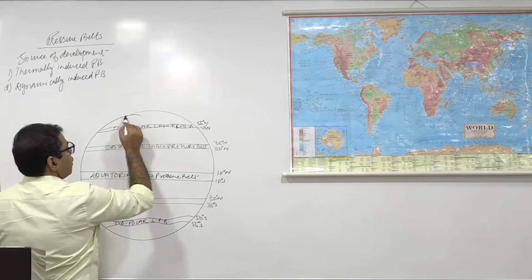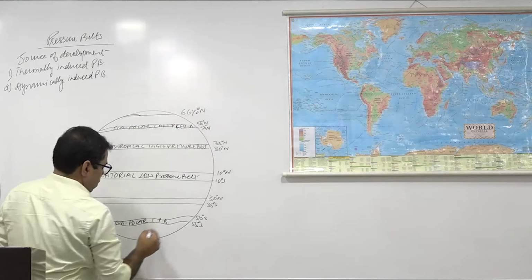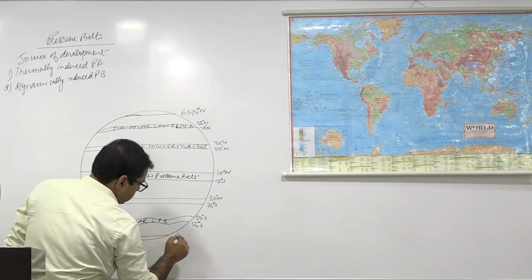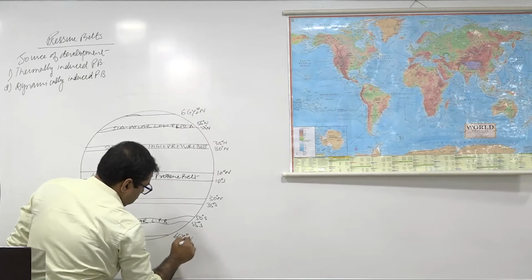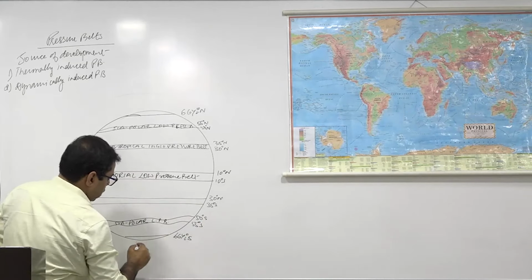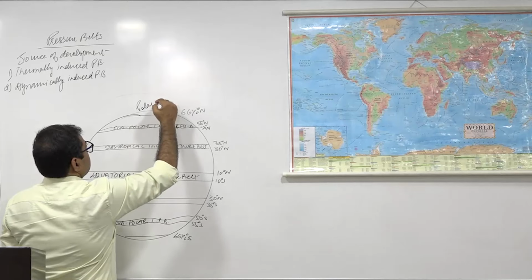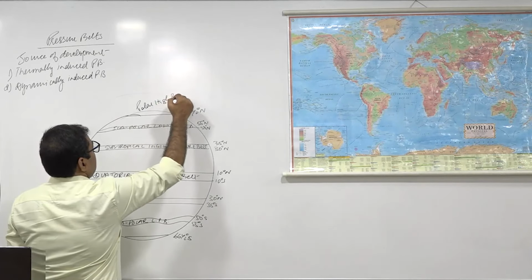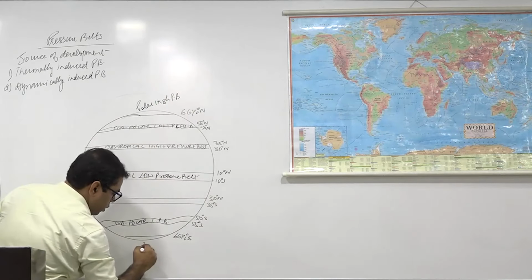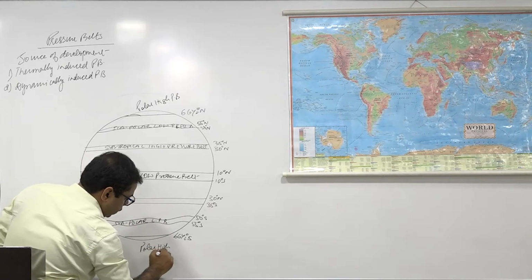And at the 66.5 degree north to 90 degree north and south, it is called the polar high pressure belt. This is called the polar high pressure belt.